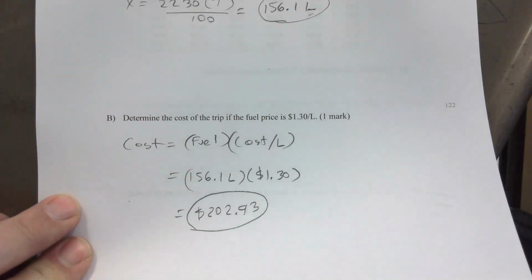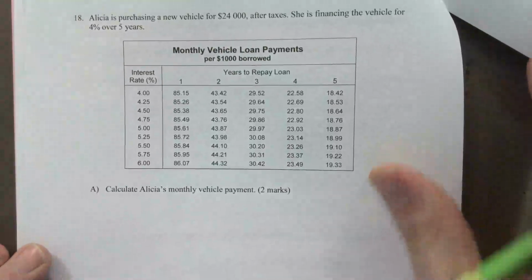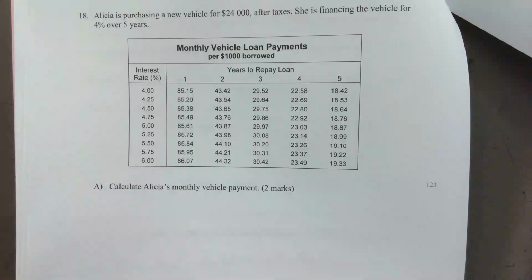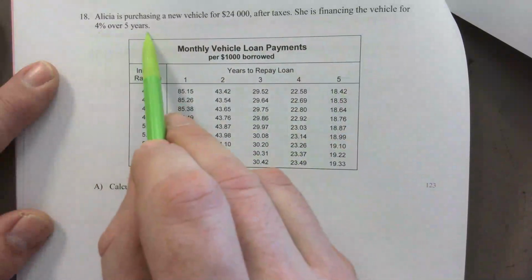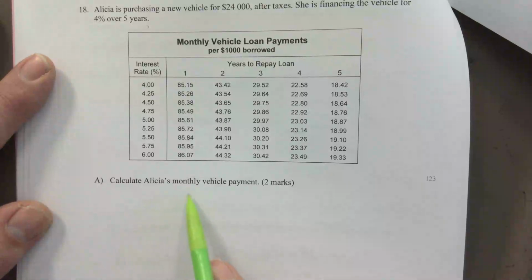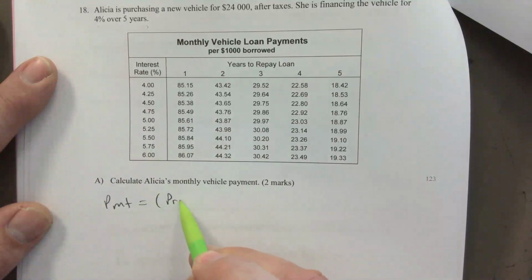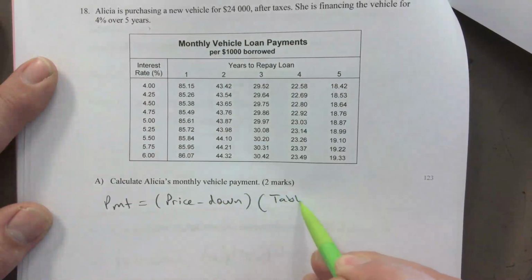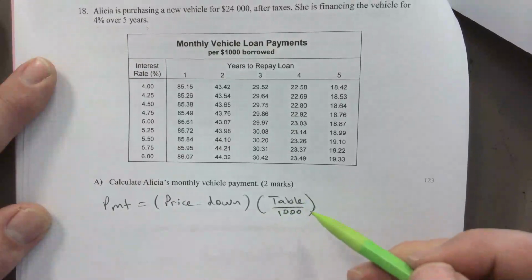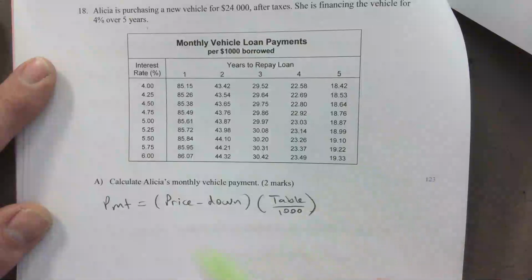Oh, they snuck in another loan question there. That's interesting, that they make you do the table a bunch of times. Alicia is purchasing a new vehicle for $24,000 after tax, so this is already taxed. She's financing the vehicle for 4% over 5 years. Calculate Alicia's monthly vehicle payment. It's the same as the other formula that I gave you. You go price minus down times table over 1,000. And where does 1,000 come from? It comes from right here, per $1,000 borrowed, right? That's why this is always 1,000.